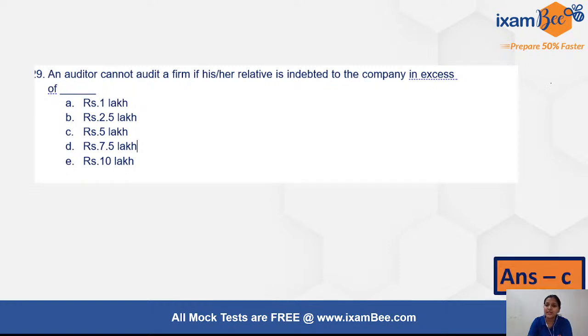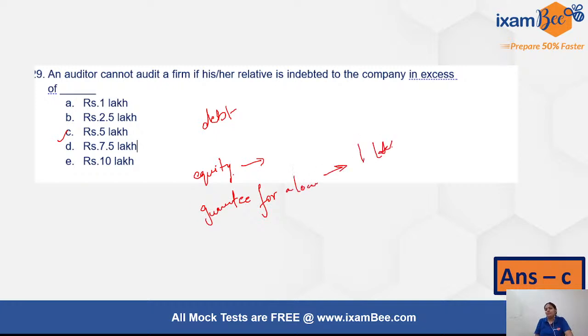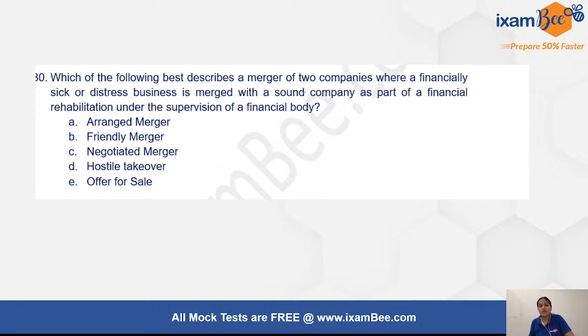So the correct answer is C, 5 lakh, right? A similar kind of rule, this limit is related to debt. Similar limits are also mentioned in the case of equity. If you have an equity investment, or if you have given a guarantee for a loan, in both these cases the limit is 1 lakh. In case of indebtedness, it is 5 lakh. So PSP, yes, that is also correct.